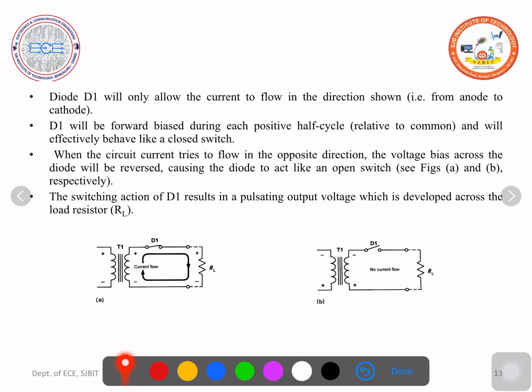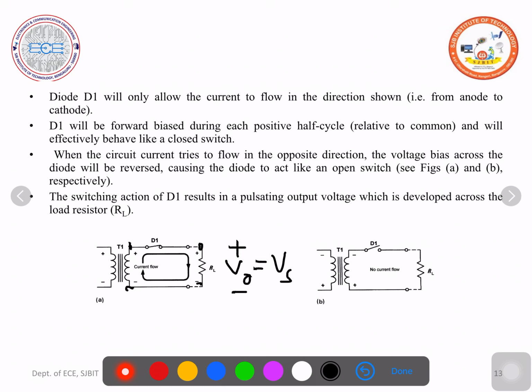Now let us try to calculate what will be the output voltage across the load. This load resistance is in parallel with the secondary winding of the transformer. In between nothing is there because we assumed the diode as an ideal diode. So the output voltage will be the same as the secondary voltage. Later we will see the waveforms.